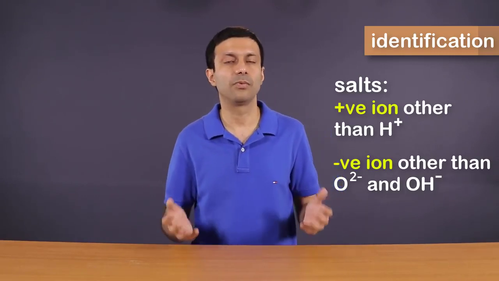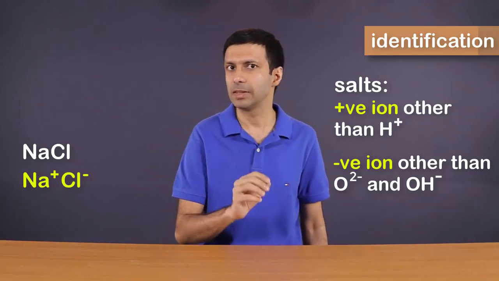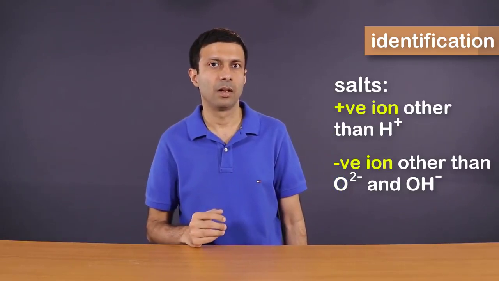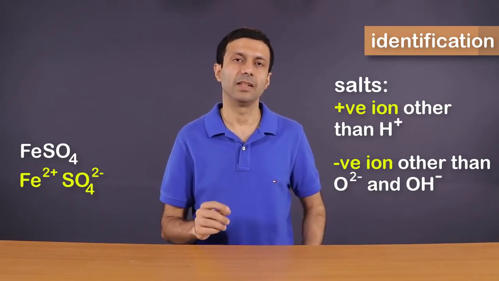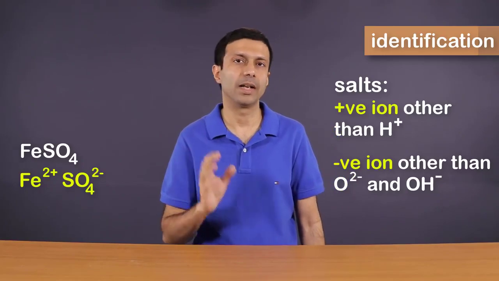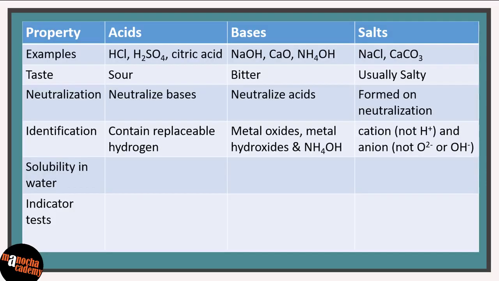Now let's take the example of sodium chloride. So it contains sodium, the Na plus, and chloride, Cl minus ion. Now what about ferrous sulfate? That's right, it contains ferrous, Fe2 plus, and sulfate, 2 minus ions. Let's pin the important identification points on our concept board. These rules help guide our decision to identify acids, bases, and salts.